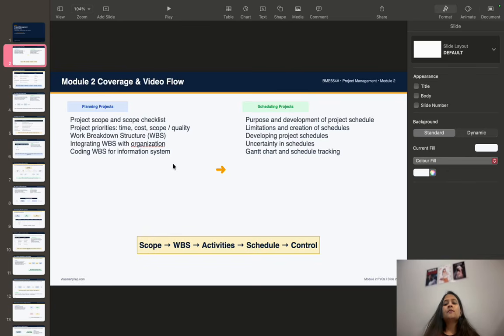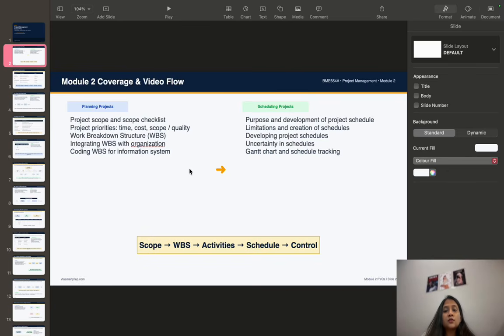Now here you can see the coverage of this video flow. It covers the project scope and project checklist, and project priorities, where you have time, cost, scope, quality, work breakdown structure which is WBS, integration of WBS with organizations, and coding WBS for information systems. Under scheduling projects, we study the purpose of project schedule, development of schedule, limitations of schedules, uncertainty in the schedules and the Gantt chart.